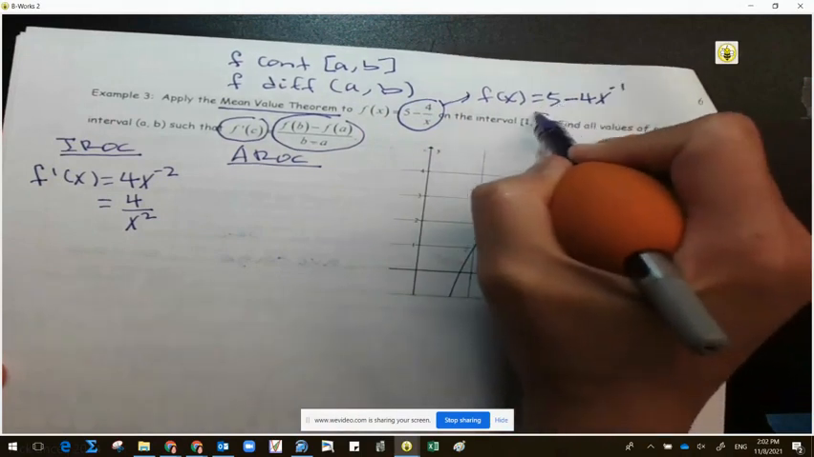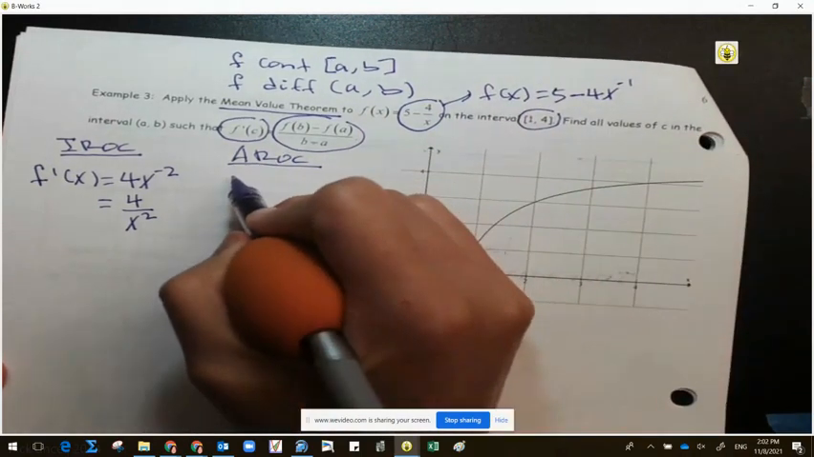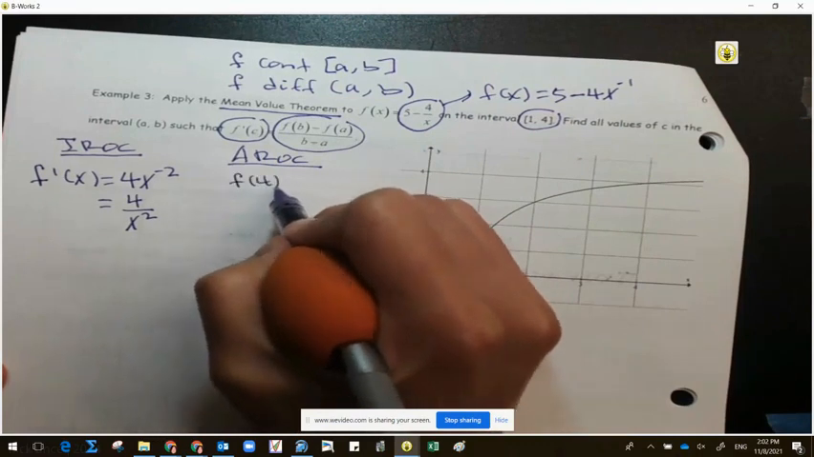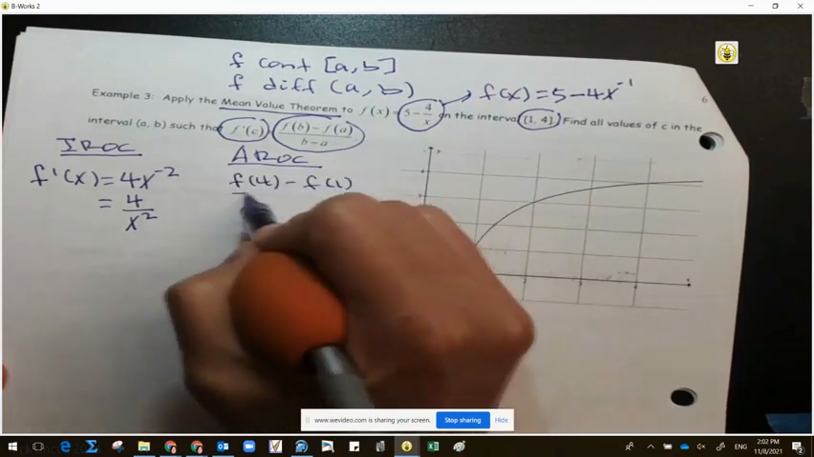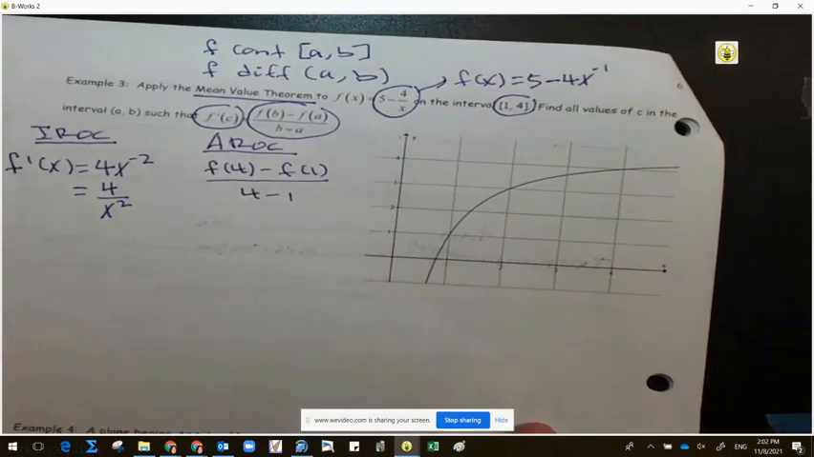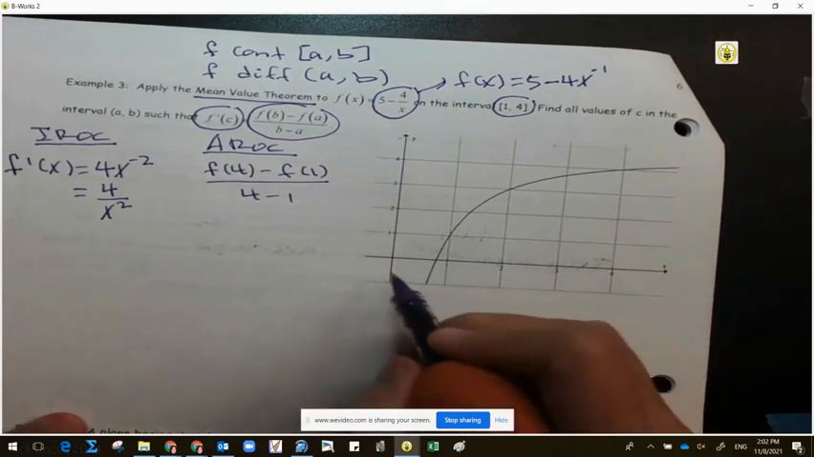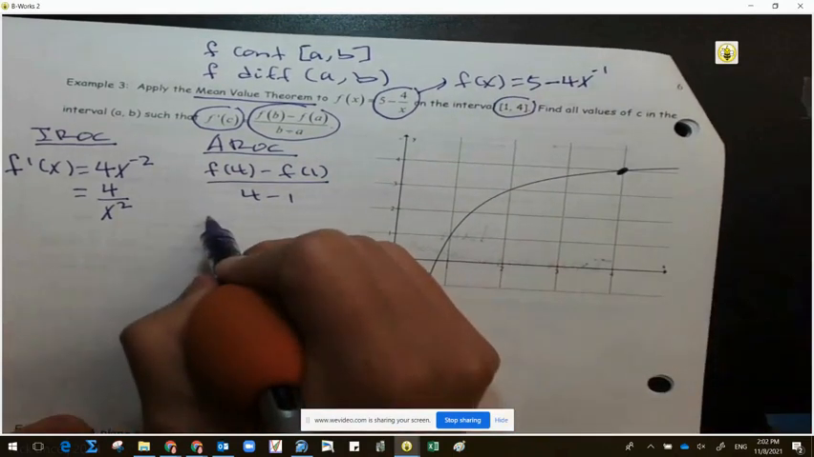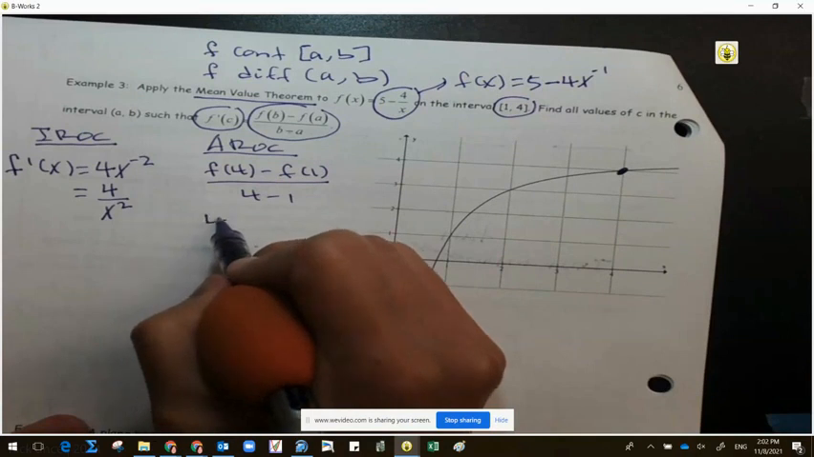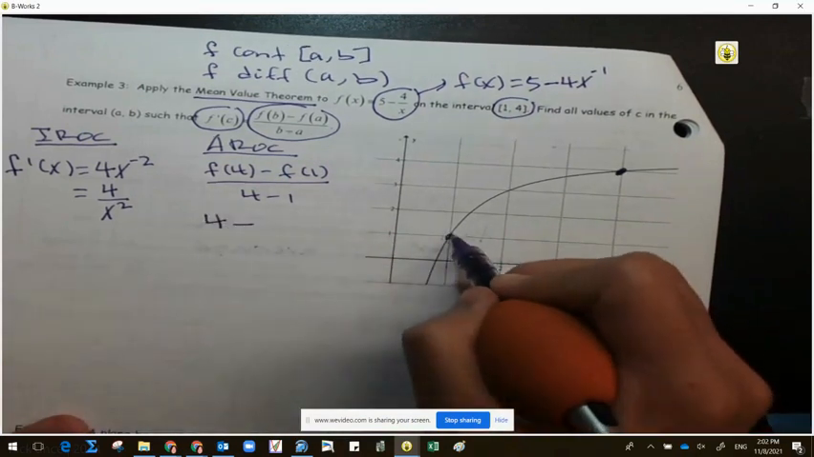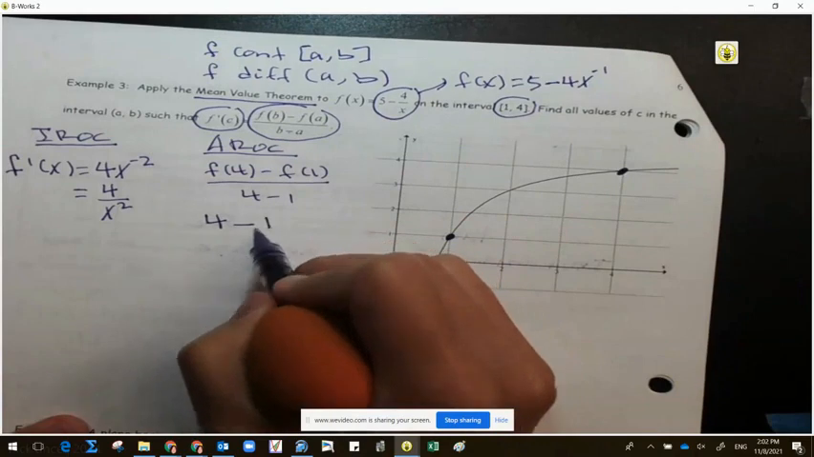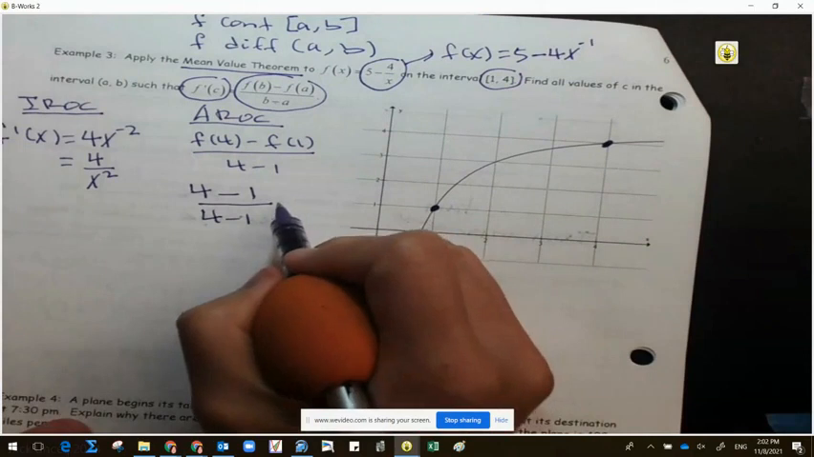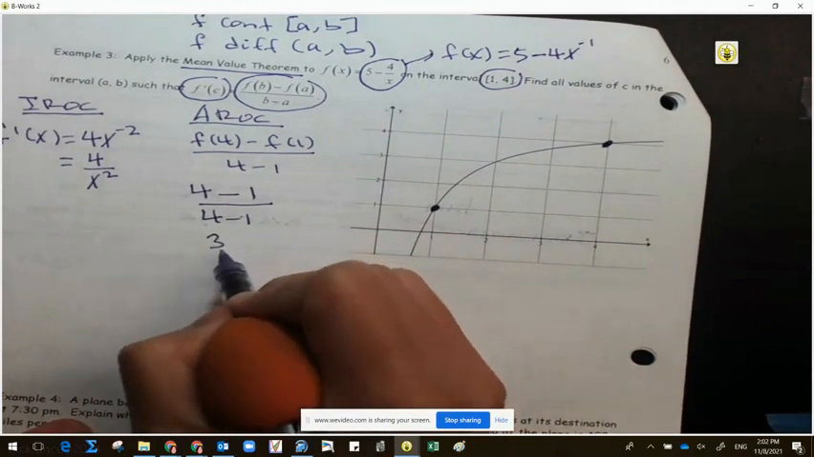And we know our endpoints are given as what, comma, what? 1, 4. So we know we have f of 4 minus f of 1 over 4 minus the 1. And let's go ahead and look at the graph. When I go to my 4, what is my f of 4? 4. Just happens to also be 4. When I go to my f of 1, that also happens to be 1 over 4 minus the 1. And that's actually going to give me 3 over 3.